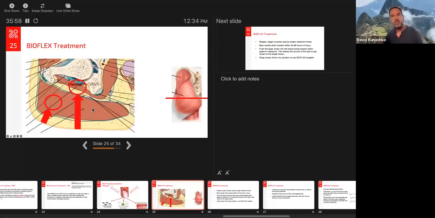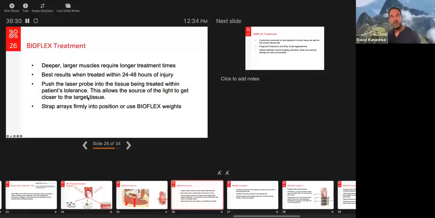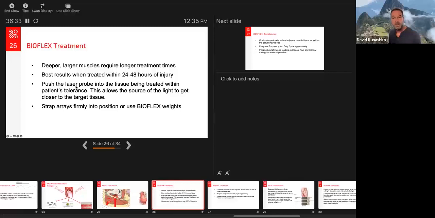So when you're using photobiomodulation, you're going to increase your time of treatment to allow more light to get to the greater depth, as well as perhaps increasing power. And also, if you have equipment like BioFlex, you can actually push the tissue inwards or depress it to allow the light to get closer to your target as well. Because remember, light can only go so deep, and sometimes it can go as deep as you want to treat some of these muscle injuries, depending where they are. So deeper, larger muscles require longer treatment times.